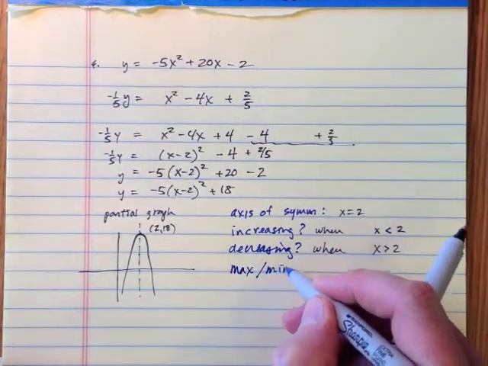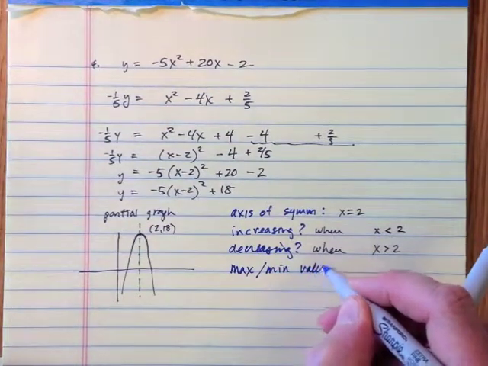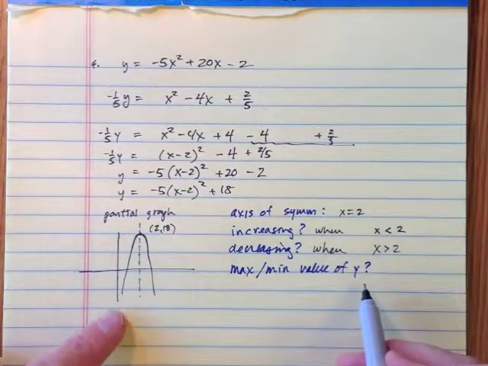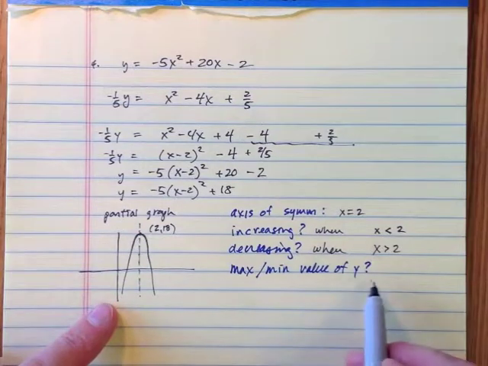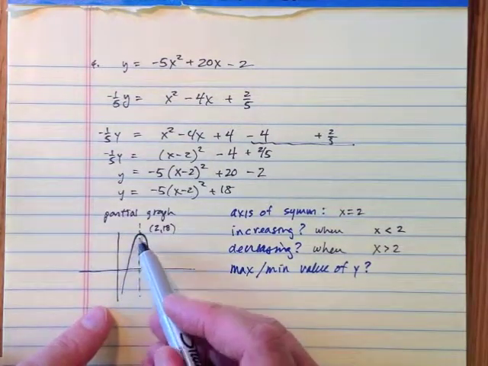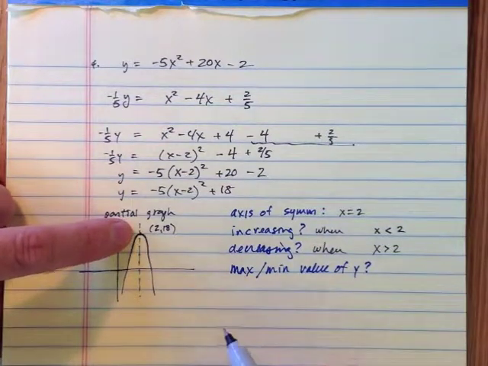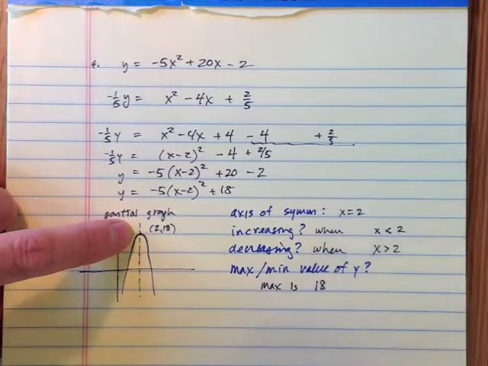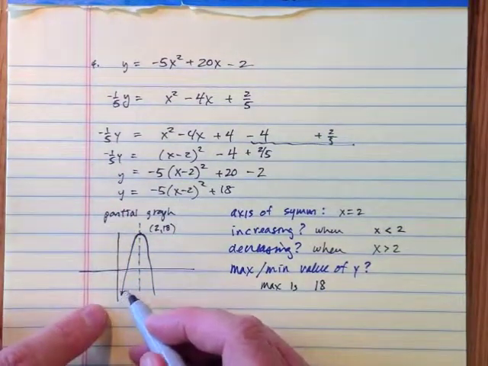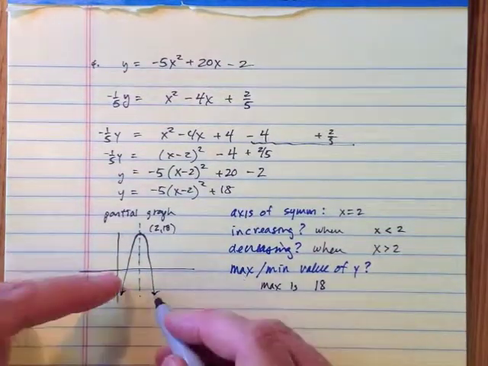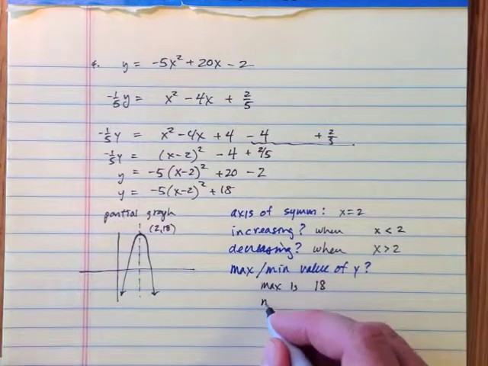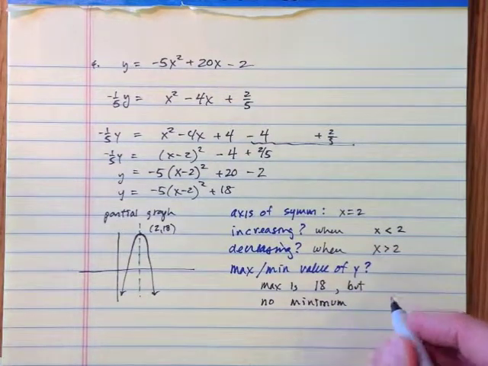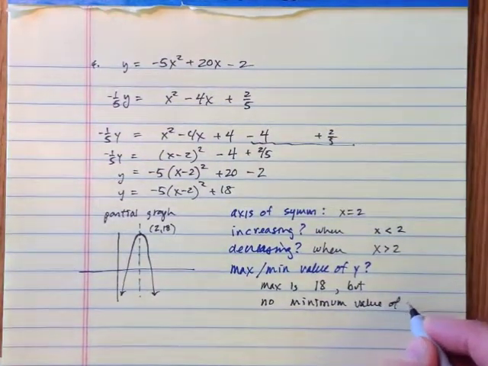What's the max and minimum value of y along this curve? Well, the maximum value of y or minimum value of y is just what it sounds like. The maximum is the largest. What's the largest value of y on this curve? The largest value of y occurs at its highest place. The max is 18. Is there a minimum? No, because if I let x go to plus or minus infinity, the y's just keep going down, down, down. So I'll say the max is 18, but there's no minimum value of y.